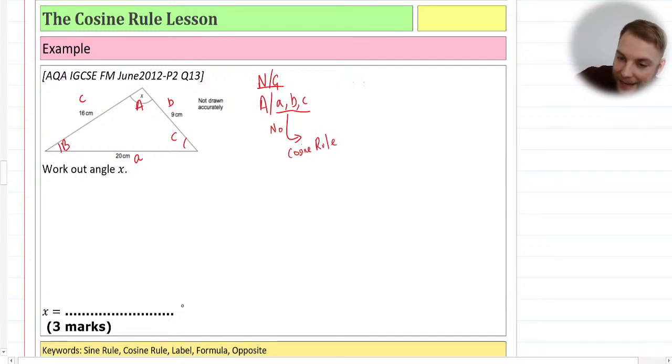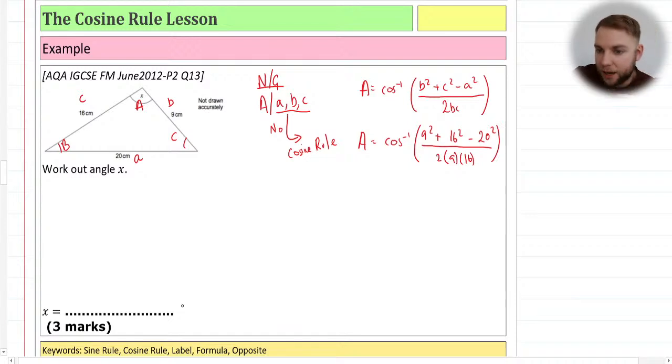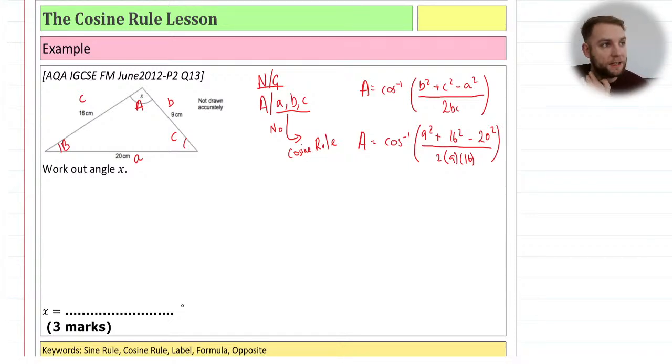Now because I'm trying to find my angle, A is equal to cos to the minus 1 of b squared plus c squared minus a squared all over 2bc, like so. Let's sub that in. Cos to the minus 1 of 9 squared plus 16 squared minus 20 squared all over 2 times 9 times 16. Close that bracket. Let's type that into my calculator.